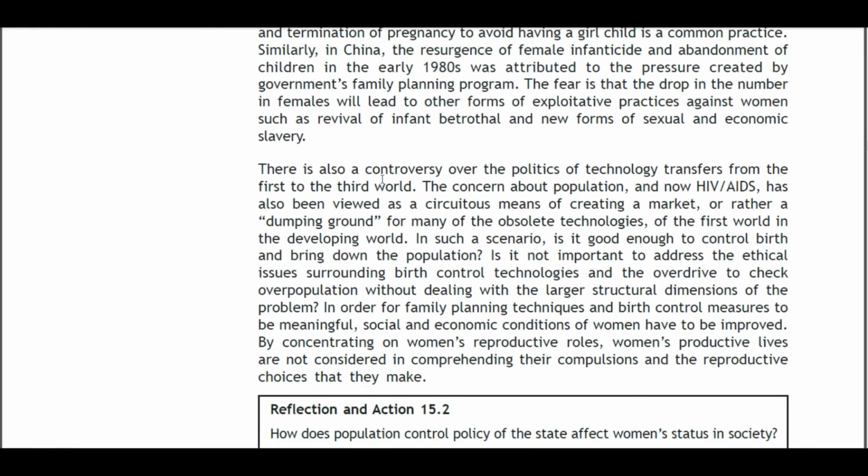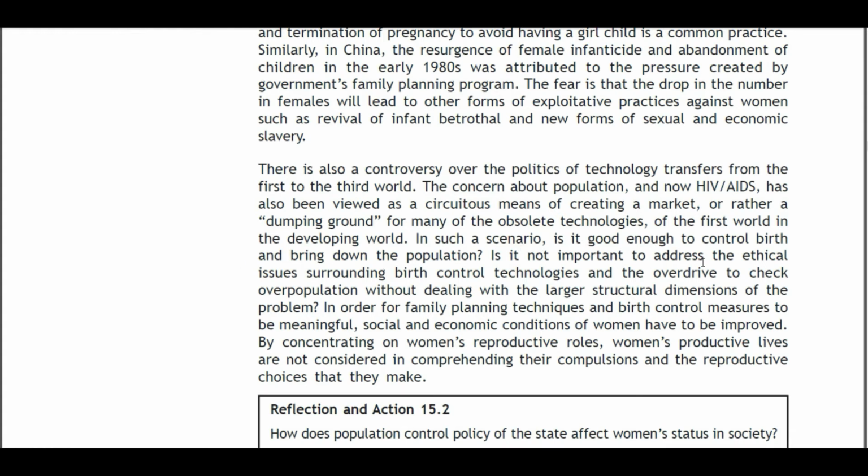There is also a controversy over the politics of technology transfers from the first to third world. The concerns about population and now HIV/AIDS have also been viewed as a circuitous means of creating a market, or rather a dumping ground, for many of the obsolete technologies of the first world. In such a scenario, it is good enough to control births and bring down the population.